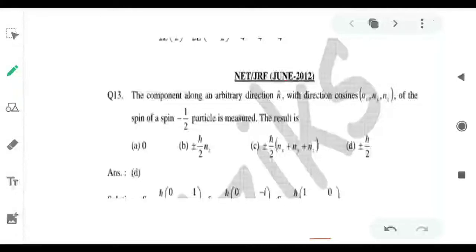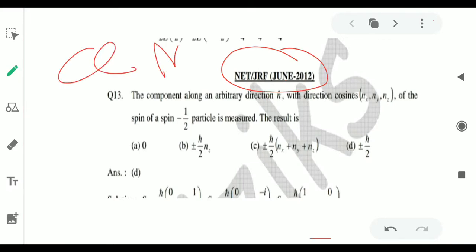Hello everyone. Now we will solve the June 2011 quantum mechanics question. I have already solved the June and December 2011 questions. Now we will talk about 2012.